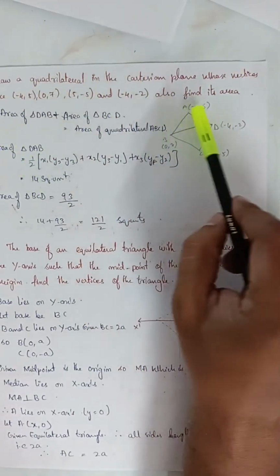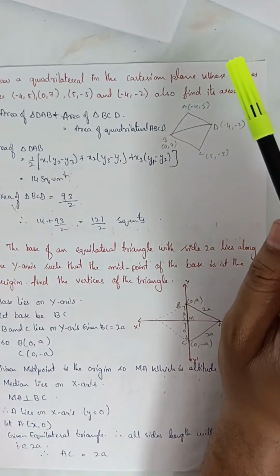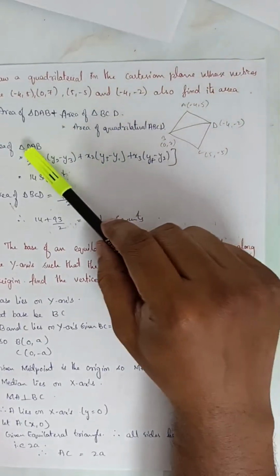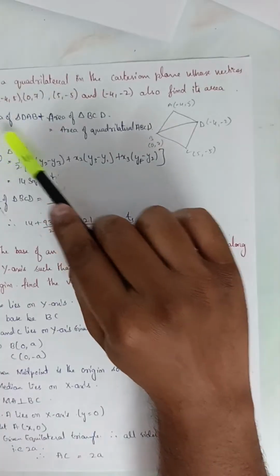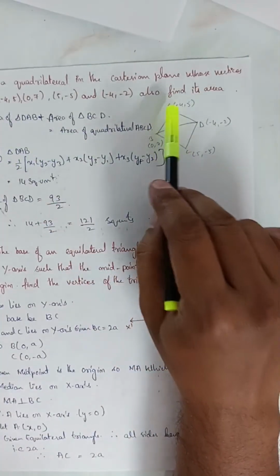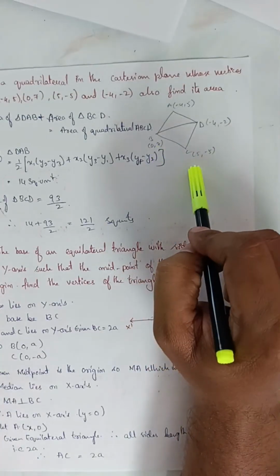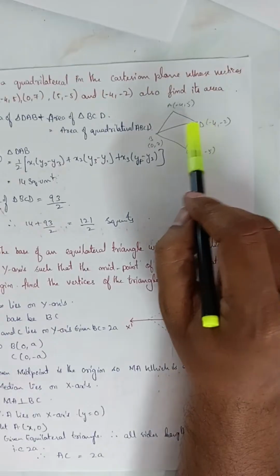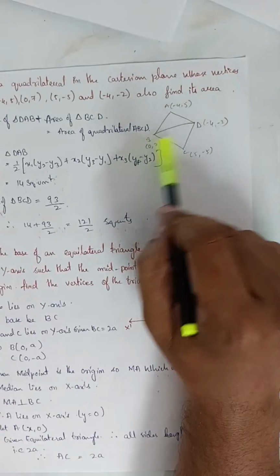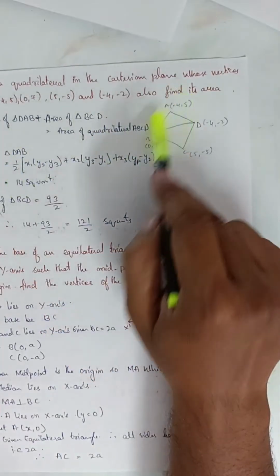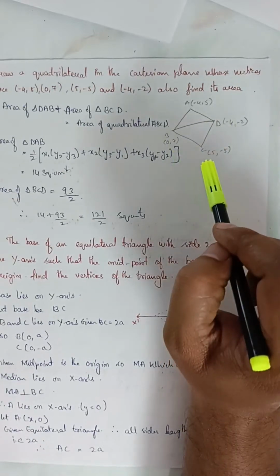So now I draw a quadrilateral. How can it be? I name the first point as A, second point as B, third point as C, and the fourth point as D. Construct, join the B and D, then find the area of ABD or BCD as you like.